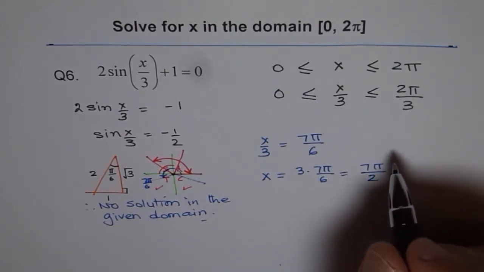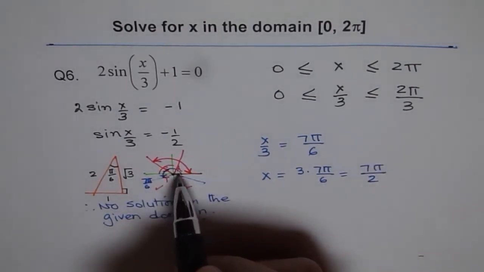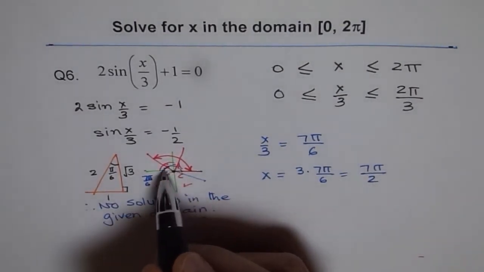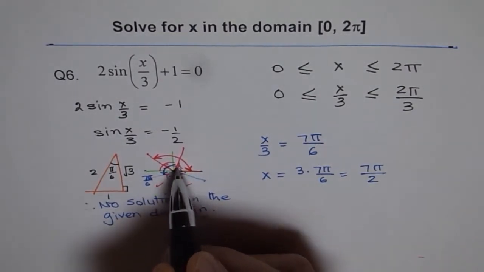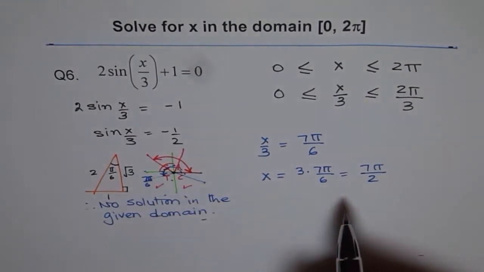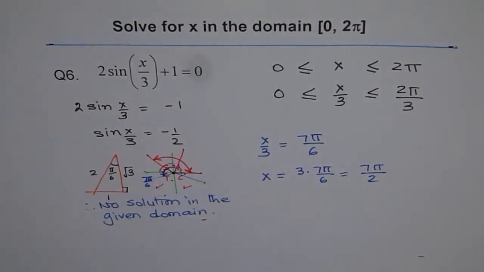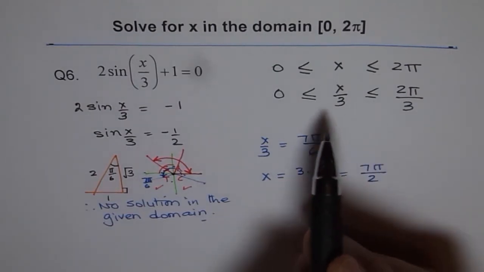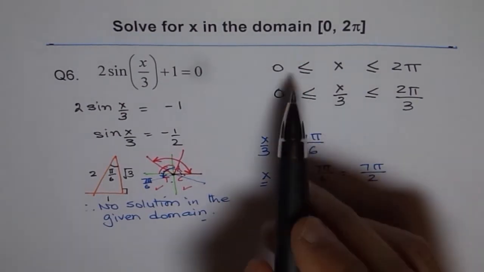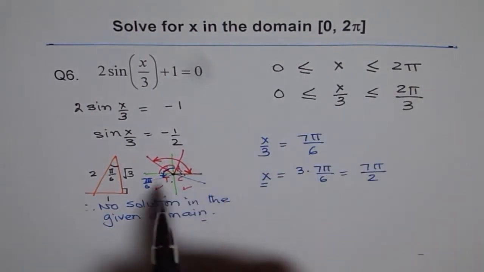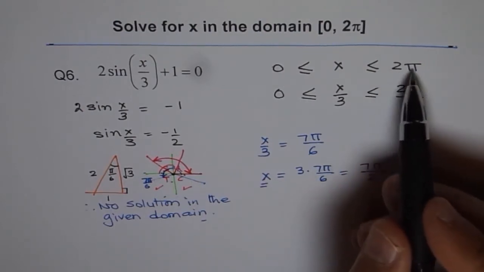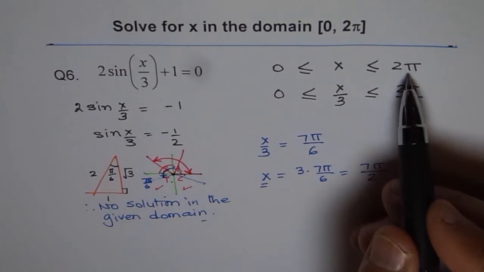7 pi by 2 is way beyond this, right? 7 pi by 2 means what? 1 pi by 2, 2 pi by 2, 3 pi by 2, 4 pi by 2, 5, 6, and 7. Do you see that? So that will be 7 pi by 2 for us. But that is not in the given domain for x, 0 to 2 pi. For x, the domain is from 0 to 2 pi. If you write that solution, then the value of x calculated will be way beyond 2 pi. Do you see that? Way beyond 2 pi, correct?